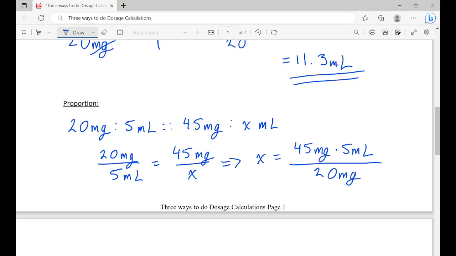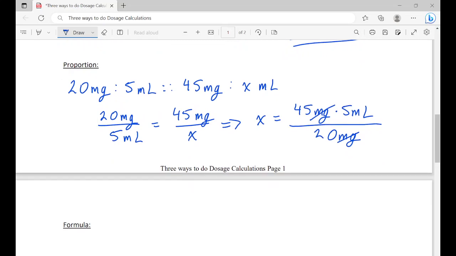milligrams. And here again, the milligrams cancel out. And I'm just going to do 45 times 5 and then divide by 20, which is going to be the exact same number I got before. Rounding it is going to give me, I'll put it down here, 11.3 milliliters. So I get the same answer, except this time I did it as a proportion instead of using dimensional analysis.